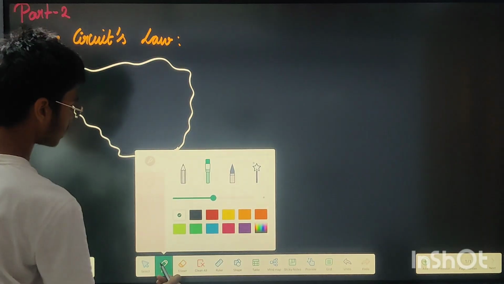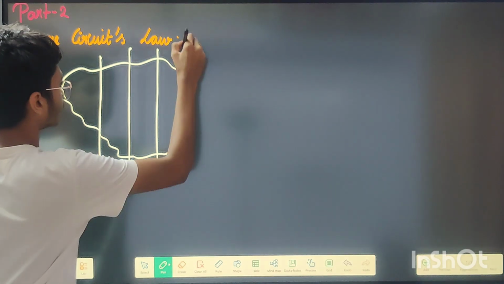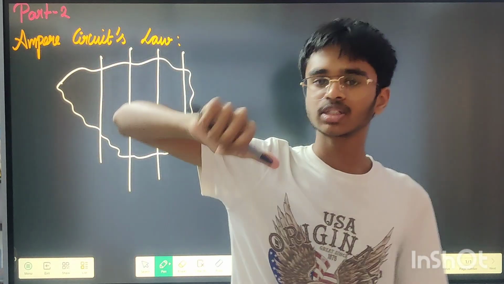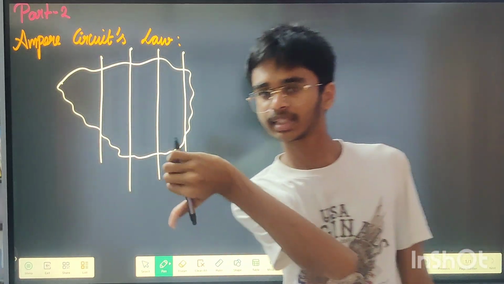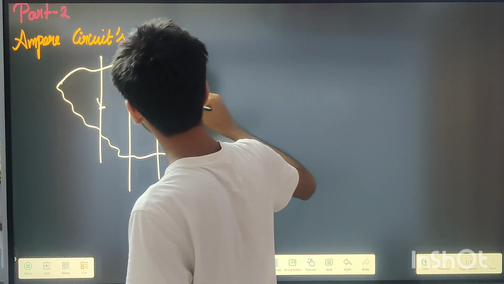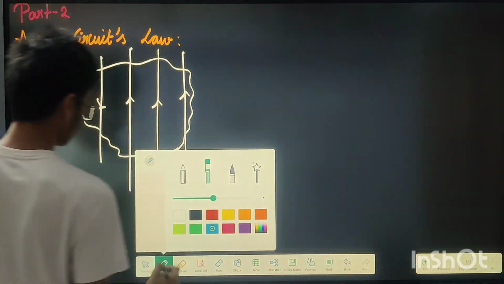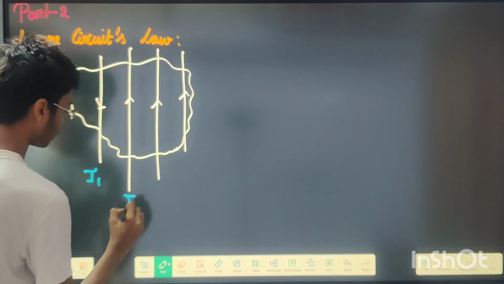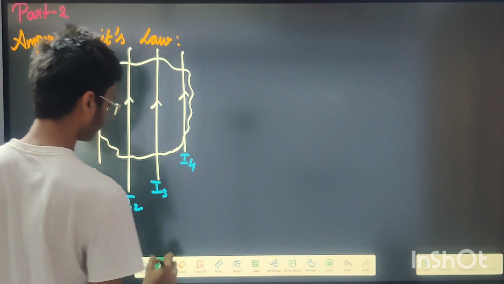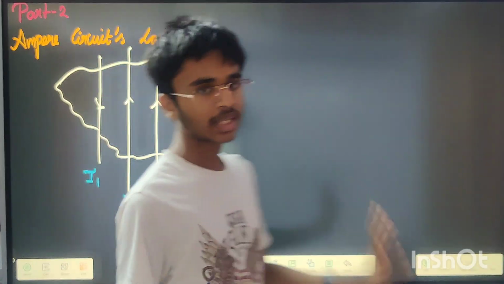In this surface we are passing current. The currents are flowing in different directions. One is flowing in this direction, one in this direction, like that. Let us take these as those directions: this will be I1, this I2, this I3, and this I4. All these are flowing in different directions.